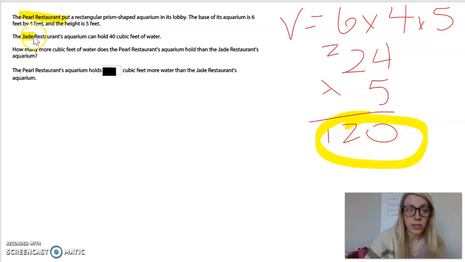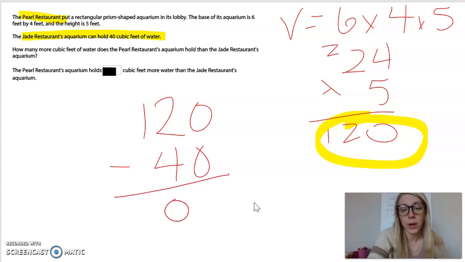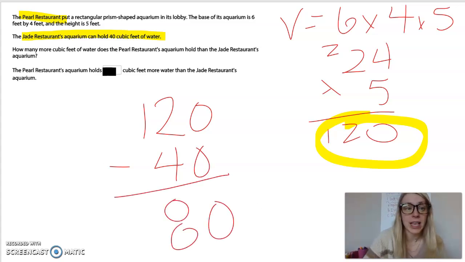Note that that is the Pearl restaurant that we just found. They also give us Jade's aquarium, which can hold only 40 cubic feet. So now it asks what's the difference between the two. So then you would have to do 120 minus 40, which is going to give you a difference of 80 cubic feet. Let's see if that is the correct answer, and it is in fact correct.